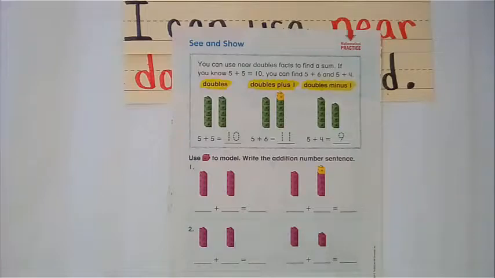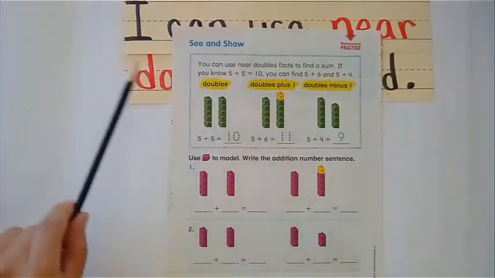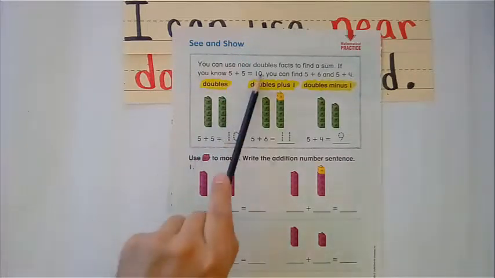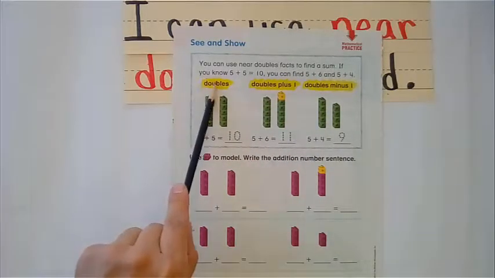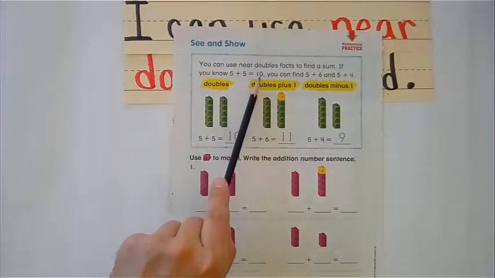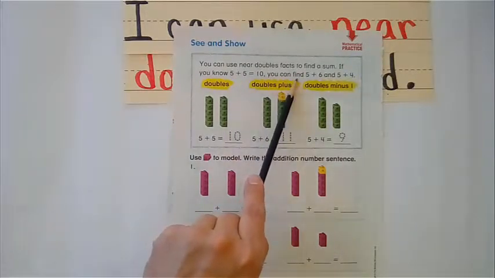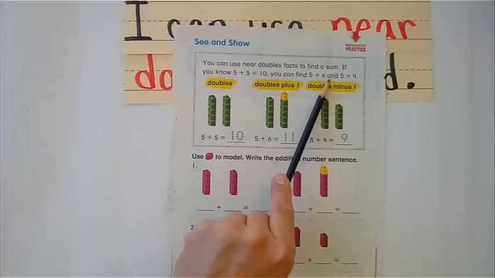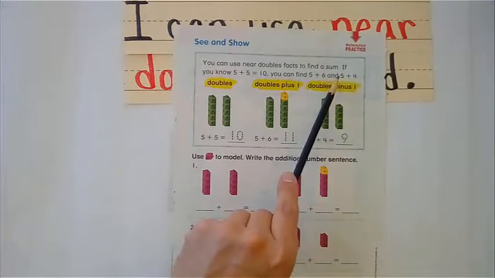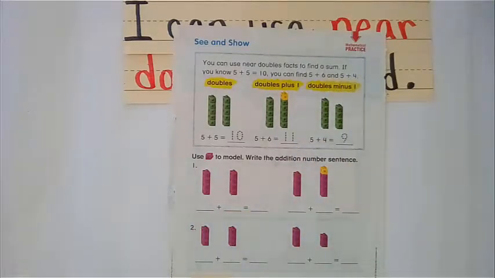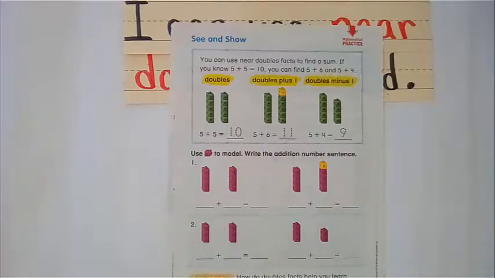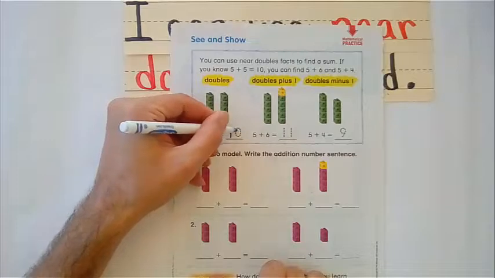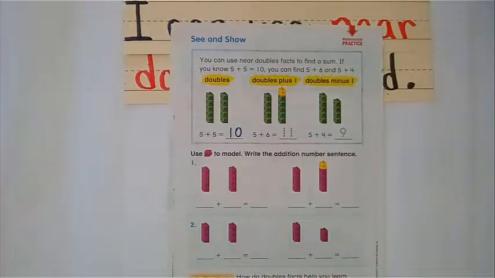And it says, see and show. You can use near double facts to find a sum. If you know 5 plus 5 equals 10, you can find 5 plus 6, and you can find 5 plus 4. Okay, so it says 5 plus 5 is 10. And I'm going to trace a 10 right there, right? Because we have 5 plus 5 is 10.